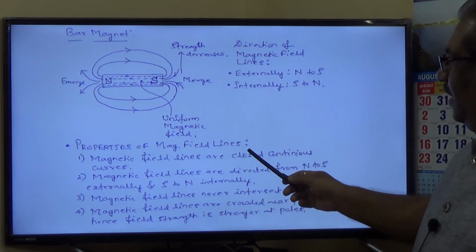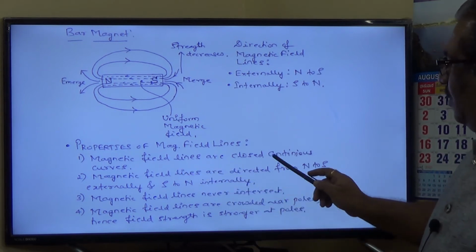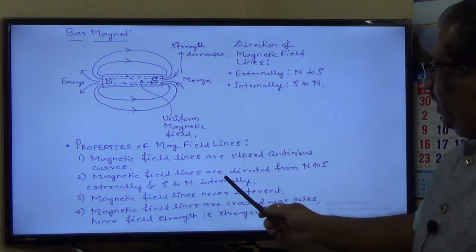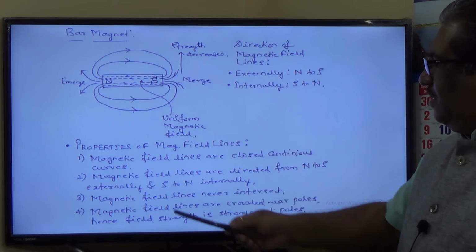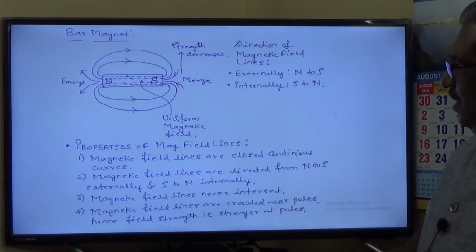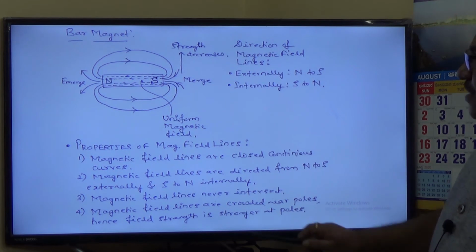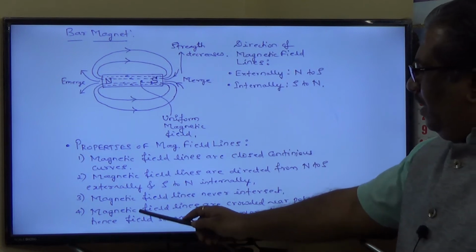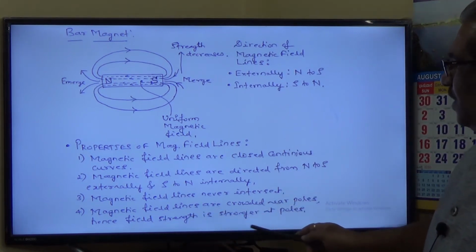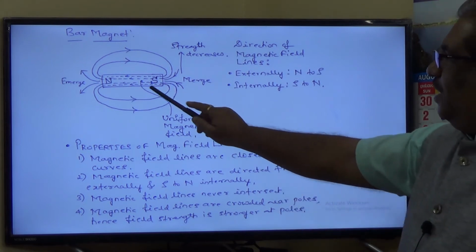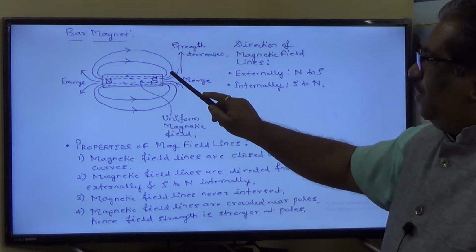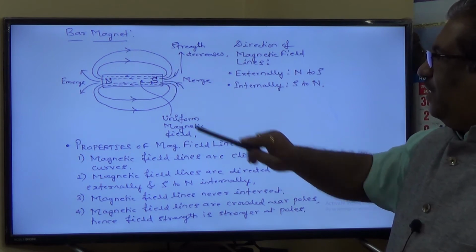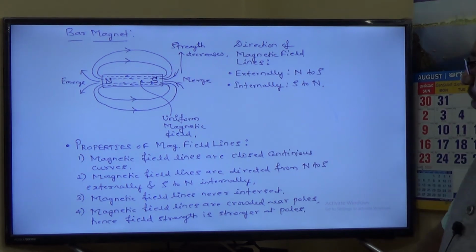What are the properties of magnetic field lines? Magnetic field lines are closed continuous curves. All these are closed and continuous curves. Magnetic field lines are directed from north to south externally and south to north internally. Magnetic field lines never intersect. Why they never intersect, we'll see later. Magnetic field lines are crowded near the poles, hence the field strength is stronger at the poles. Here at the north and south pole, these field lines are crowded, meaning the density is more and hence the field strength is more. These are the 4 properties which you must know.